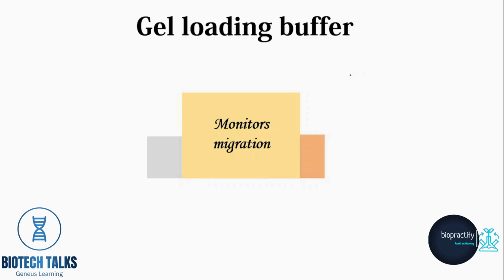And it has been seen that bromophenol blue migrates with double-stranded DNA of size 300 base pair. So you can get an idea by looking at the dye front how long your gel has run and where your desired band of interest can be.